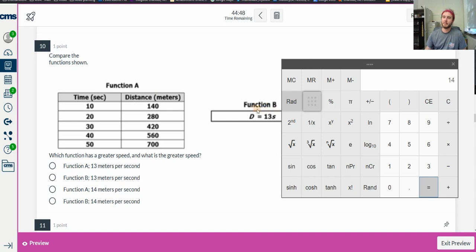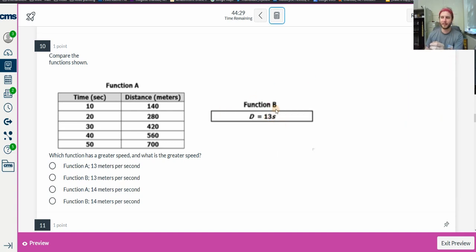And then function B, it says D equals 13s. Well, you can guess what the D and the S stand for. D in this case stands for distance, and S stands for seconds, meaning we're going 13 meters a second. That's what this right here is showing us. We're going 13 times S, which is the number of seconds. Meaning if I went 10 seconds, 10 times 13 would be 130 meters.